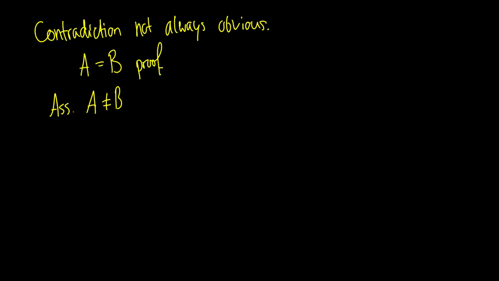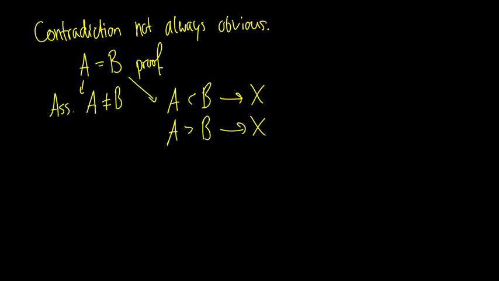Or what if you have an A is equal to B proof? Well, there are ways you could do this. You could say, okay, well, assume A is less than B, and assume A is greater than B, and show that both of these get contradictions. Then the only thing that's remaining is that A is equal to B. So that's a little bit cool.